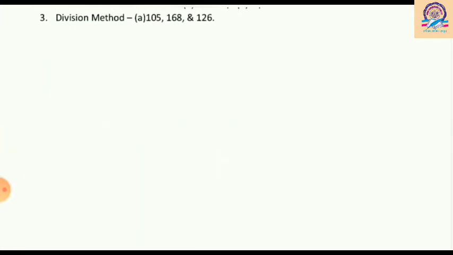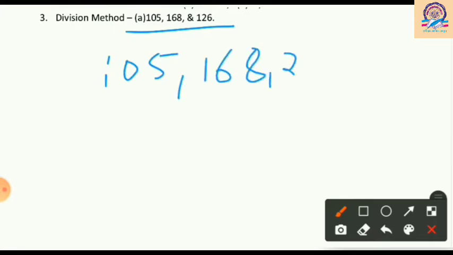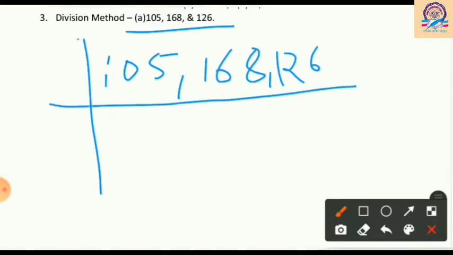Now come to the last method, which is the division method. It is also similar to the prime factorization method, but there is one change. What is the change? Just look here. First I have to write the numbers 105, 168 and 126 in this way. It means all the numbers you have to factorize in one division line. So now let's start.